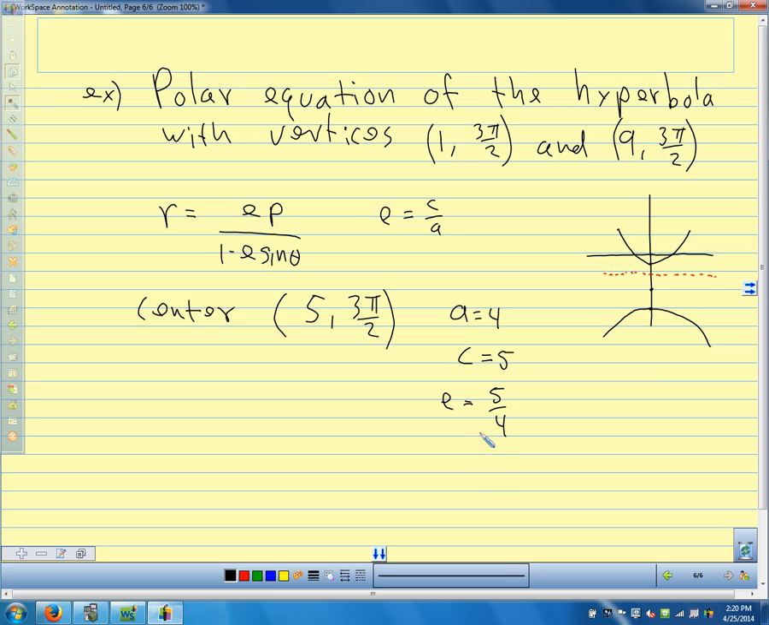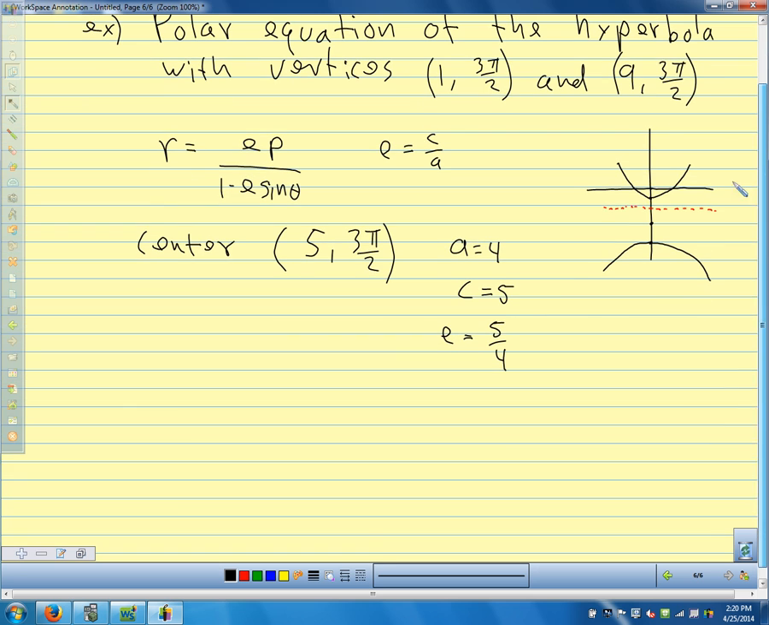Check our work. We know that the eccentricity of a hyperbola is supposed to be bigger than 1. 5/4 is bigger than 1. So we're good there. So let's plug this into our equation. R equals 5/4 P over 1 minus 5/4 sine theta. And I want to simplify this a little bit. I'm going to get rid of that fraction, so I'm just going to multiply the top and the bottom by 4. So I can rewrite this as R equals 5P over 4 minus 5 sine theta, just to make it a little easier to work with.